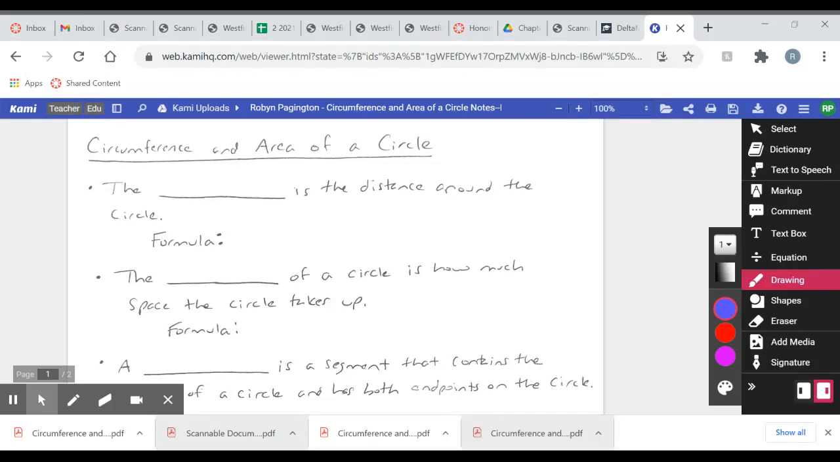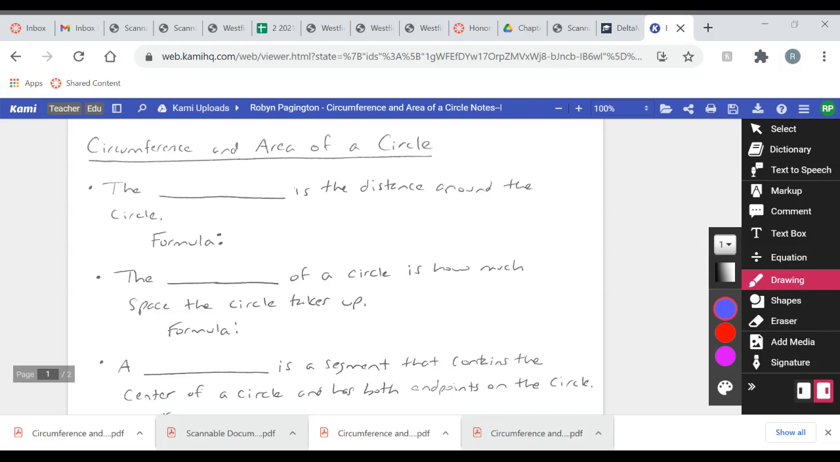Hi, welcome to the notes on circumference and area of a circle. You may already be familiar with this, but we're going to go over circumference and area of a circle to refresh your memory on that, and then I think that will help with the rest of this chapter as well.